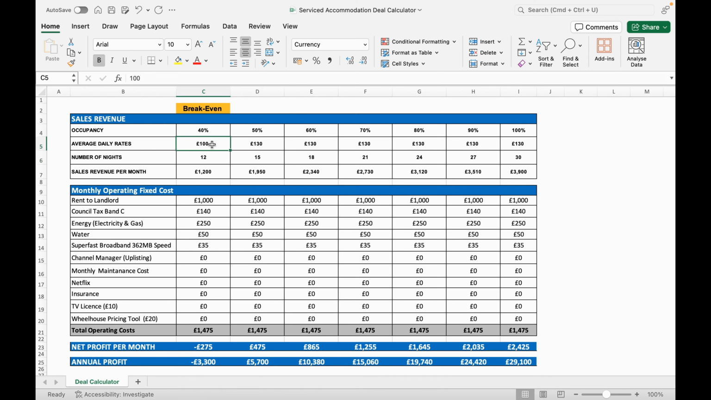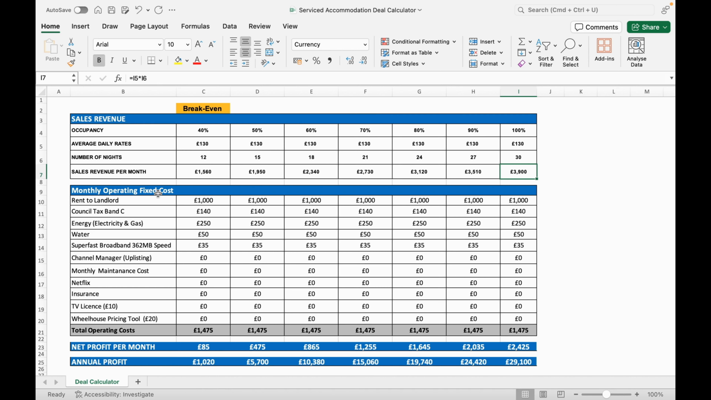But for this example, this is a live property. This is actually what we currently charge, £130. It goes up if it's 100% occupied, to about 3,900. So this is actually money coming into your bank account. Remember, I said we've got two accounts: an account for money in and an account for money out. So this is the account for money in.